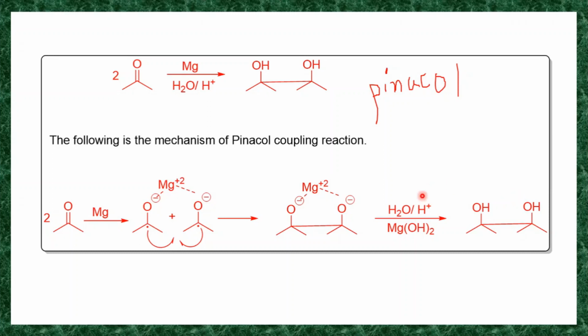The first step is single electron transfer to the carbonyl bond, which generates radical ion intermediates. The name of this intermediate is the radical ion intermediate. Both of these radical ions couple via carbon-carbon bond formation to give the 1,2-diol. So this is the preparation of Pinacol and its reaction mechanism. Now let's move to the next slide.